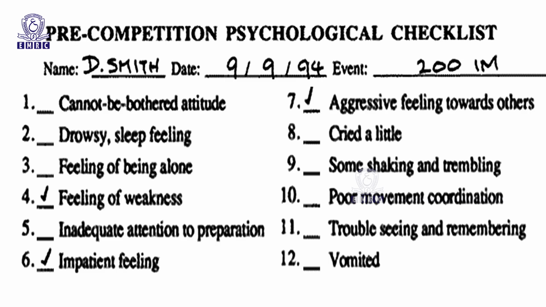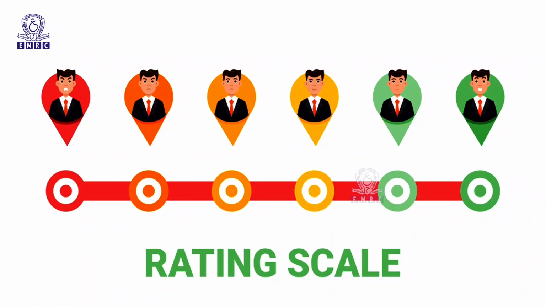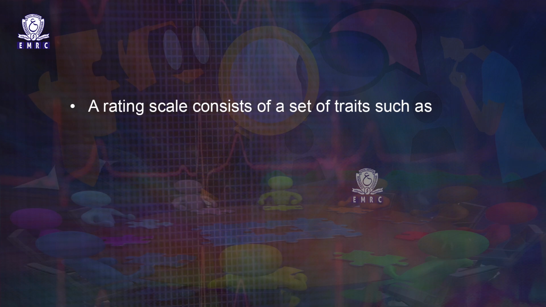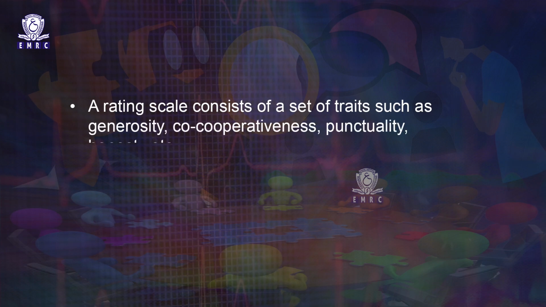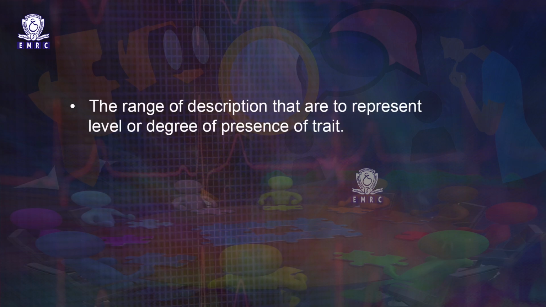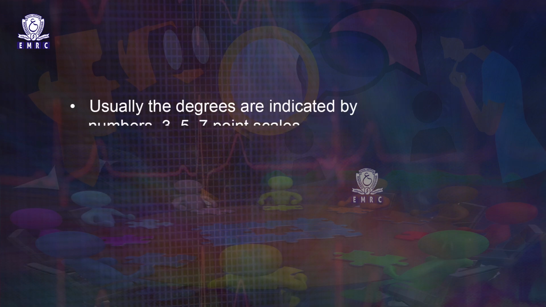Rating scale. A rating scale is a list of personality traits or aspects of behavior that can be used to evaluate a person. Rating scales limit the chance that some traits will be overlooked while others are exaggerated. Thus, a rating scale consists of a set of traits such as generosity, cooperativeness, punctuality, honesty, etc., with a range of descriptions that represent the level or degree of presence of the trait. Usually, the degrees are indicated by numbers on 3, 5, or 7 point scales.